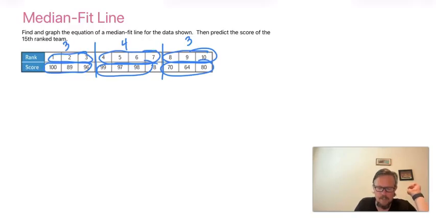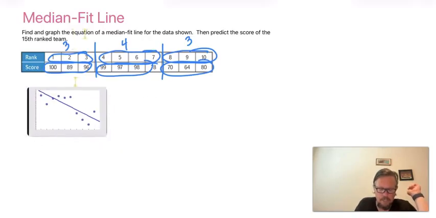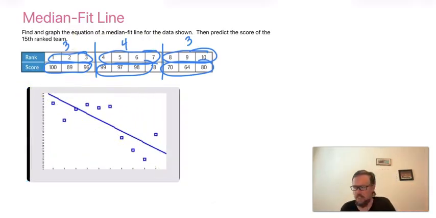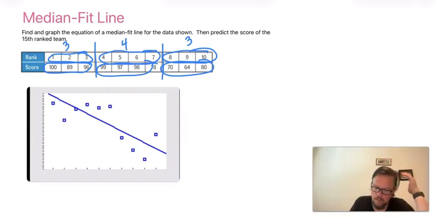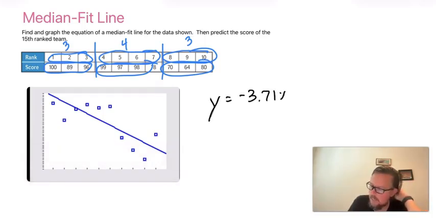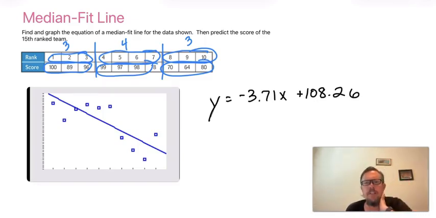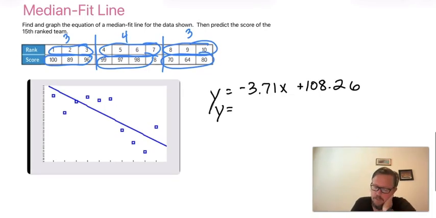Okay, so here's our scatter plot. Let's drop that in there. And the equation that the calculator gave us was y equals, and then I rounded, negative 3.71x plus 108.26. And the problem wants us to predict the score for the 15th ranked team, which is pretty simple. Negative 3.71, and we replace the x with 15.